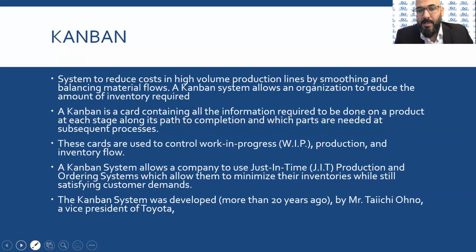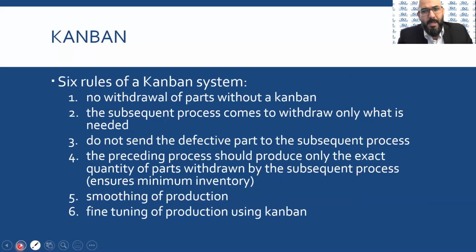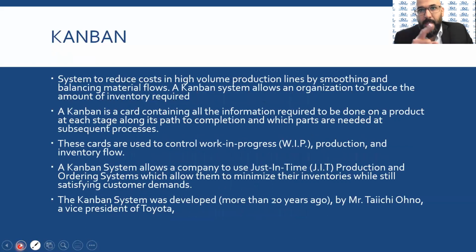The Kanban system allows a company to use a just-in-time production and ordering system, which allows them to minimize their inventory while still satisfying customer demands. The Kanban system was developed by Ohno, the vice president of Toyota company. Keep an eye on this, because I do remember a question in the Six Sigma exam asking who developed the Kanban system, and this is Ohno, the vice president of Toyota company.